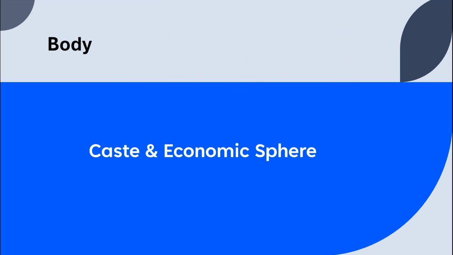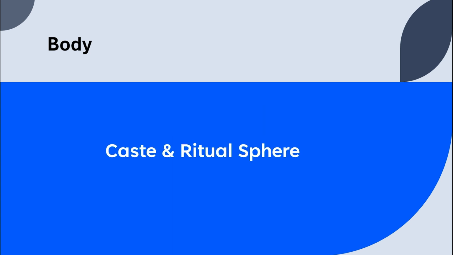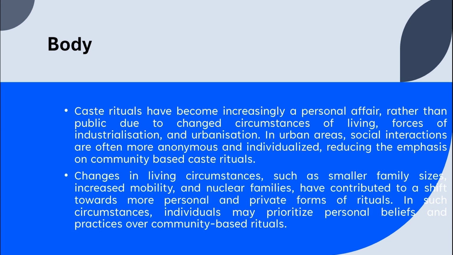So now you will talk under different subheadings. Under caste and economics, you can talk about how caste is disassociated from occupation, as open secular jobs are there due to industrialization. Then caste and rituals, where you can say how it is becoming a personal affair, how previously low castes used to stay outside the limits of the city. Now there is secular housing, right? Then in urban areas, there is anonymity, nobody knows which caste you are from, you don't even ask which caste you belong to, right? So the emphasis on community based caste rituals is going down.